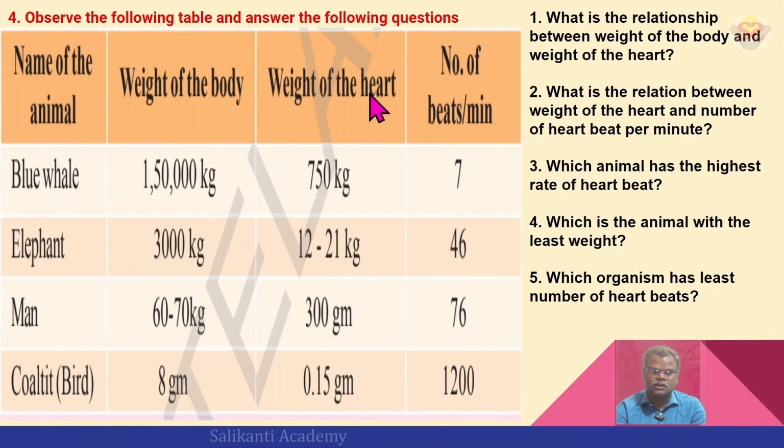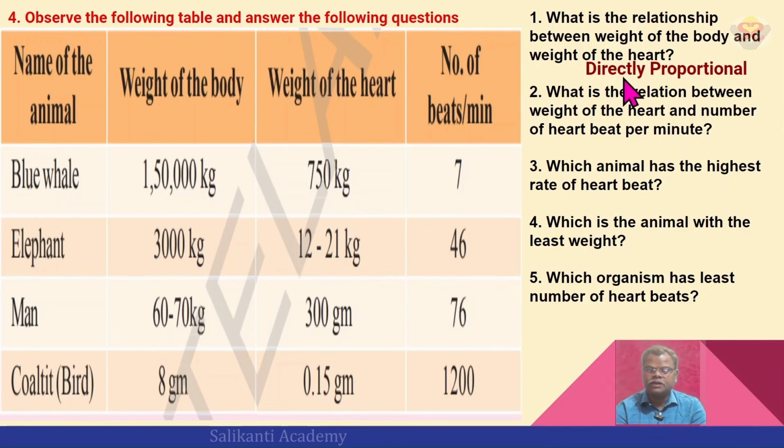This table comes under the third lesson, transportation. What is the relationship between weight of the body and weight of the heart? Directly proportional. Weight of the body: blue whale, elephant, cold tit bird. The blue whale's body weighs 150,000 kgs and its heart weighs 750 kgs. Elephant 3000 kgs, heart weight 12 to 21.